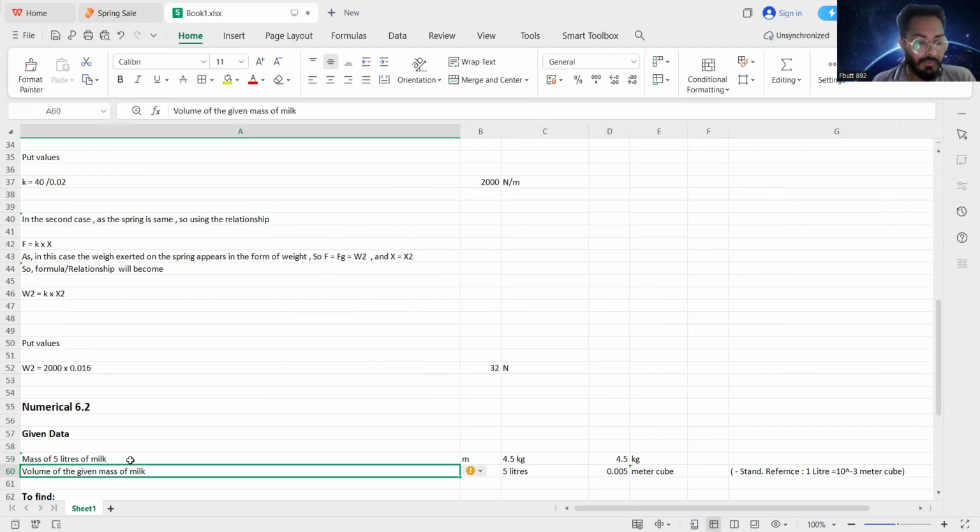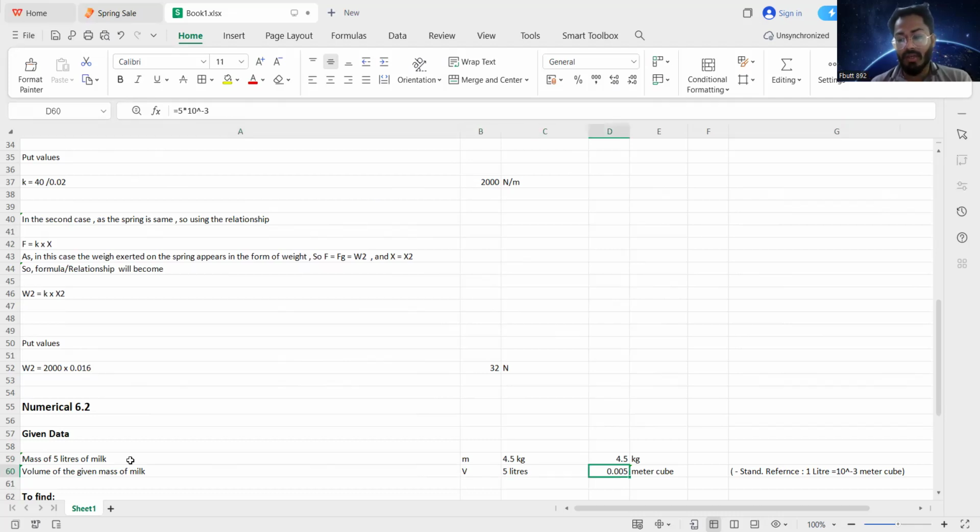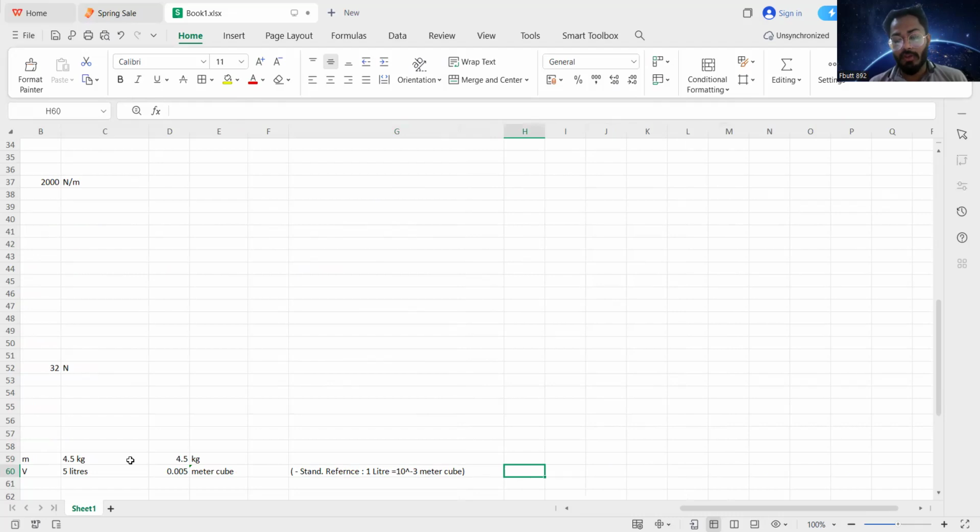Okay. Now what is the volume? The volume of the milk is 5 liters. No, liter is not the SI unit. What do you think is the SI unit of volume? I don't think liter is the SI unit of volume. In the SI system, the unit of volume is meter cube. As I know, 1 liter is equivalent to 10 to the minus 3 cubic meter.